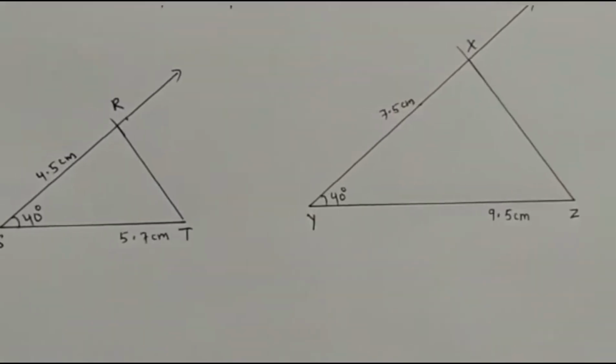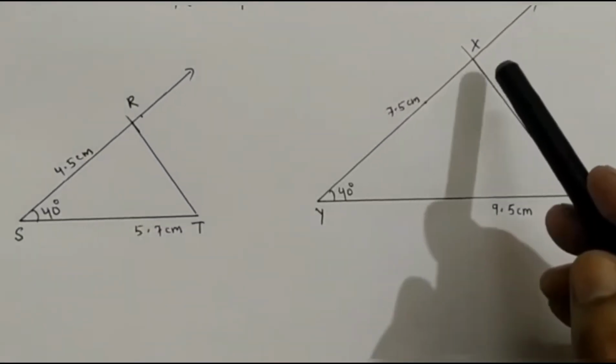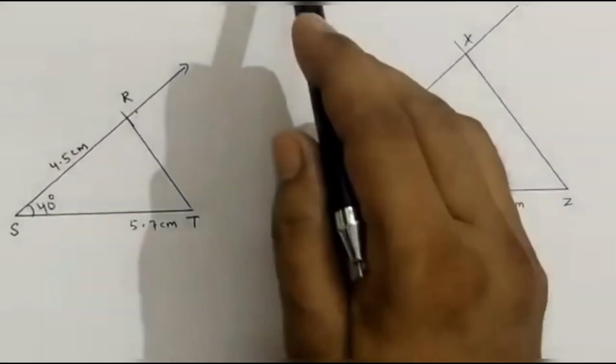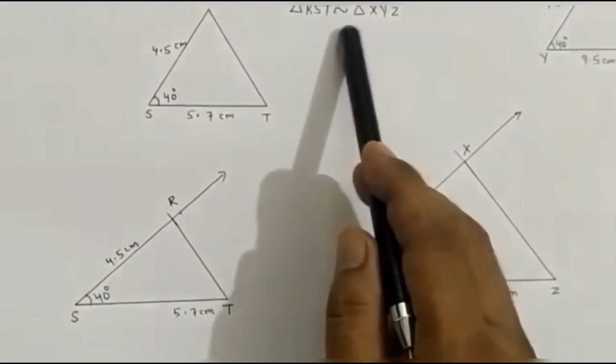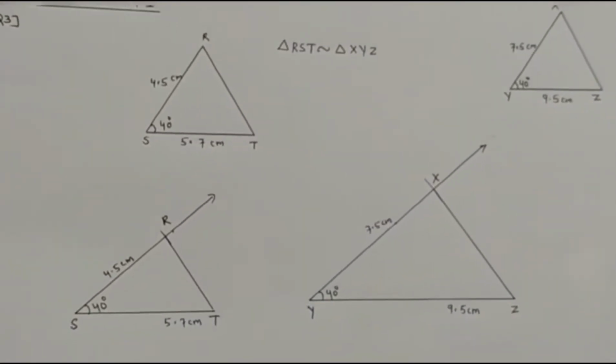So here we have constructed triangle XYZ. See, we got triangle RST, the actual construction, and this is triangle XYZ, and these two are similar triangles. So we have constructed this. Okay, you can do it.